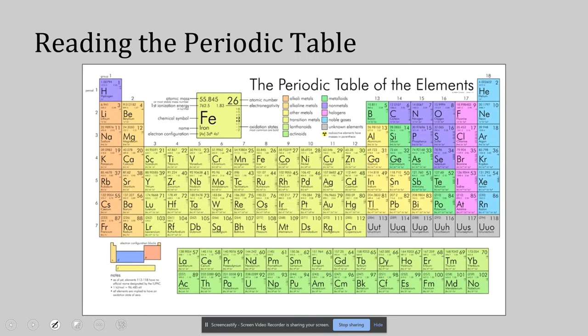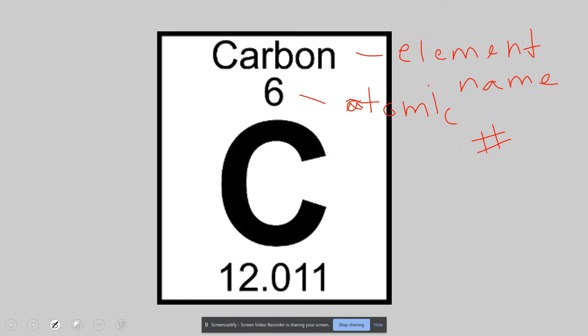If you look at the periodic table, you can see that each of the elements, we've got 1, 2, 3, 4, 5, 6, all the way down to 118. And the periodic table is arranged by the atomic number. We're going to talk more about the atomic number later on in this presentation. Just know that number 6 is the atomic number.